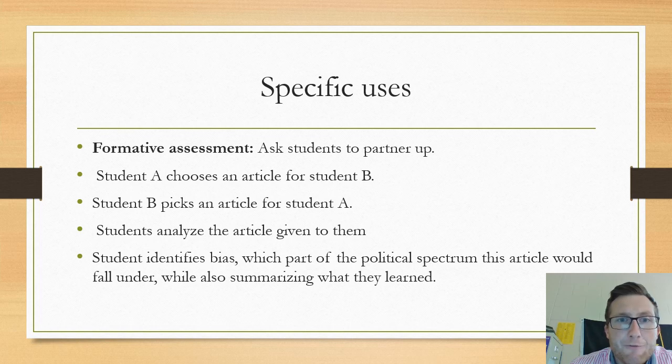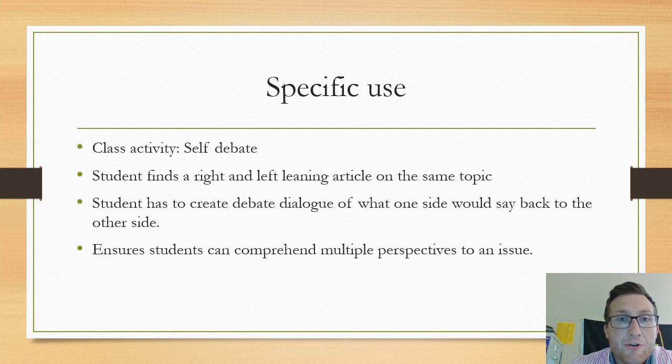This is an idea for a formative assessment where one student partners up with another. They give each other an article, and then they have to help each other identify the bias, the political spectrum, as well as summarizing the story. Another activity could be creating a debate by yourself. One student reads an article, and then they read one from the same topic on a different side, and they have to create a debate. What would each side say based off these two perspective articles?